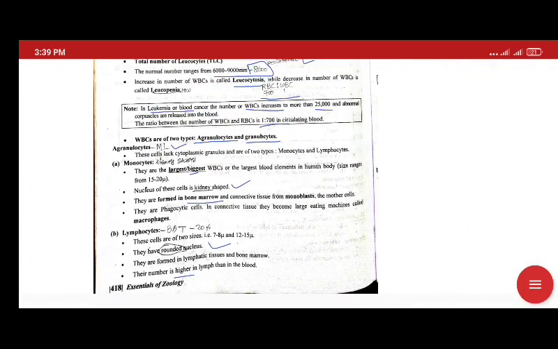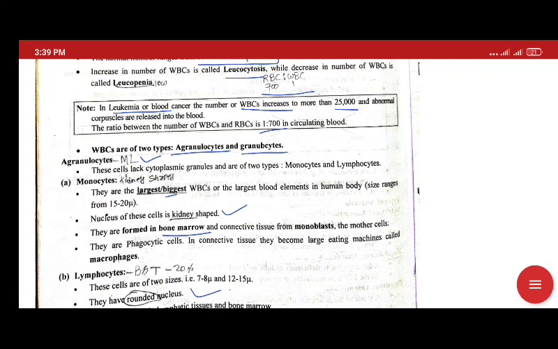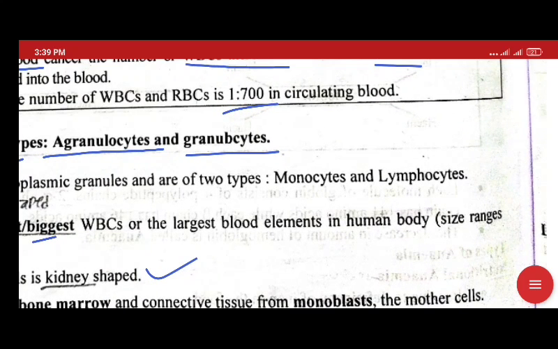Then we have the other one, granulocytes. In granulocytes we should have BEN. We should remember this and move on.